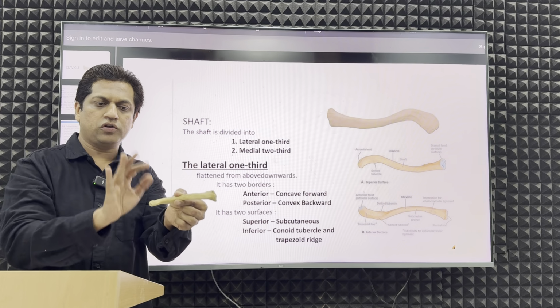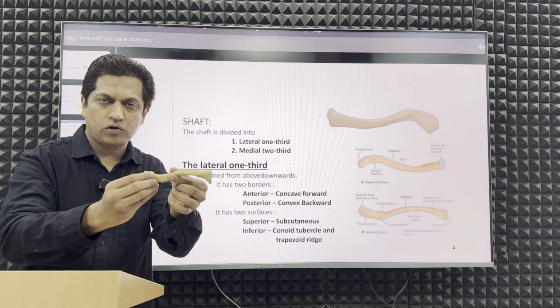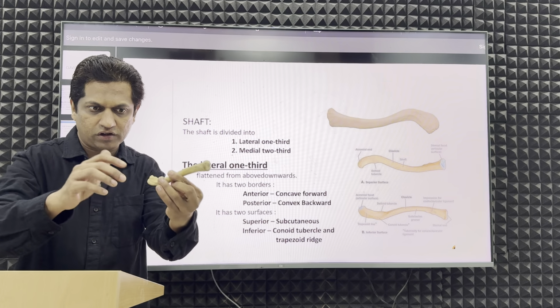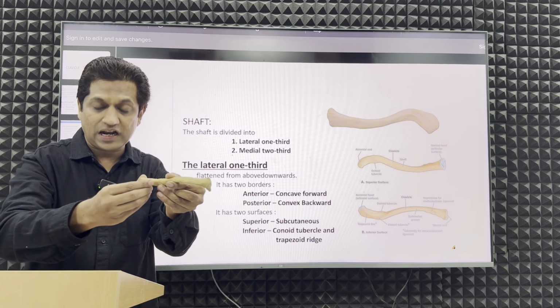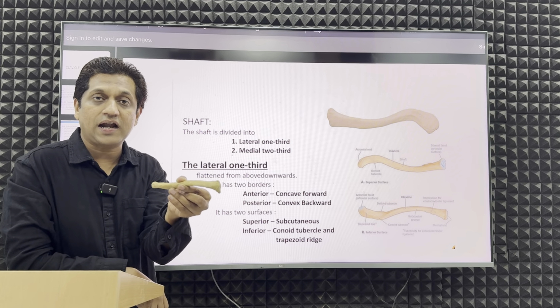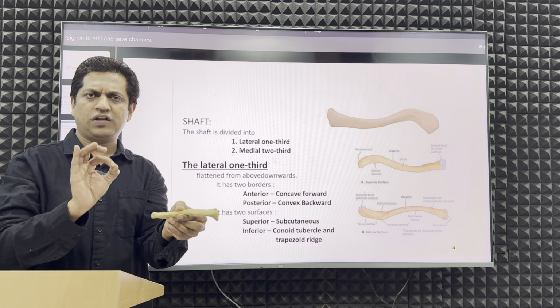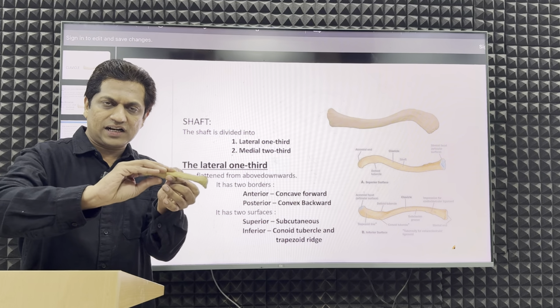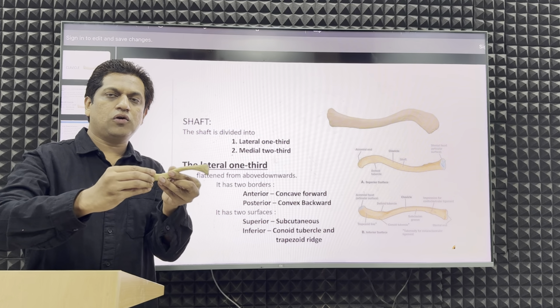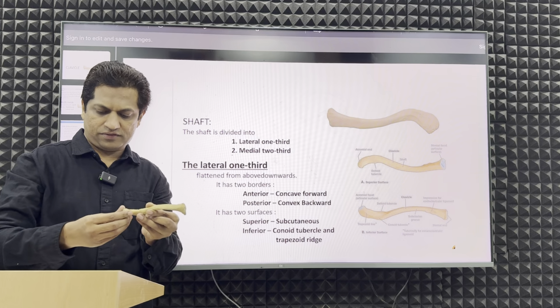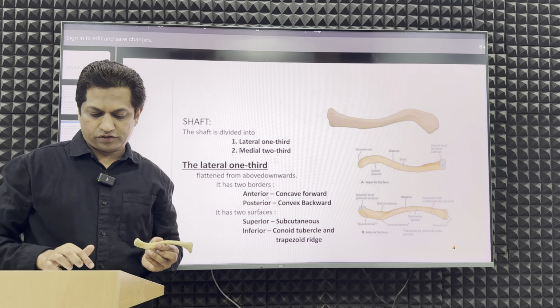So, the only thing you need to remember on the lateral part is this conoid tubercle and a ridge, this rough surface, the ridge, that is the trapezoid ridge for the attachment of the trapezoid ligament. So, two important things only you need to remember on the lateral surface, the lateral part of the bone, that is the conoid tubercle as well as the trapezoid ridge, okay.